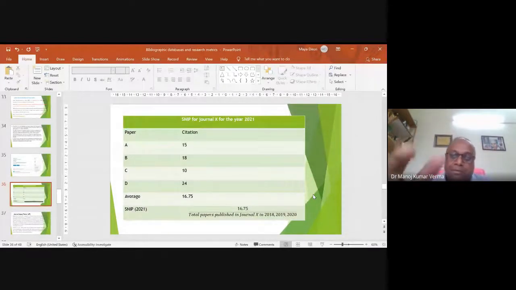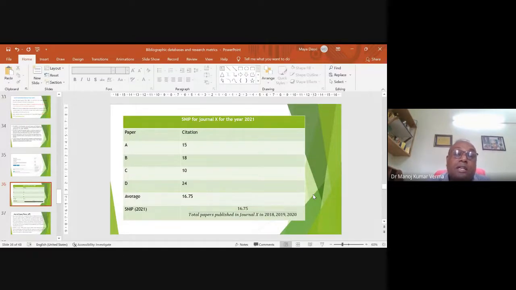For your understanding, because many mathematical and technical words are there, I am giving some examples. So SNP for journal X for the year 2021, suppose you want to calculate it for any journal. Suppose there are papers A, B, C, D. Paper A got 15 citations in 2018, B paper got 18 citations, C paper got 10 citations, D paper got 24 citations.